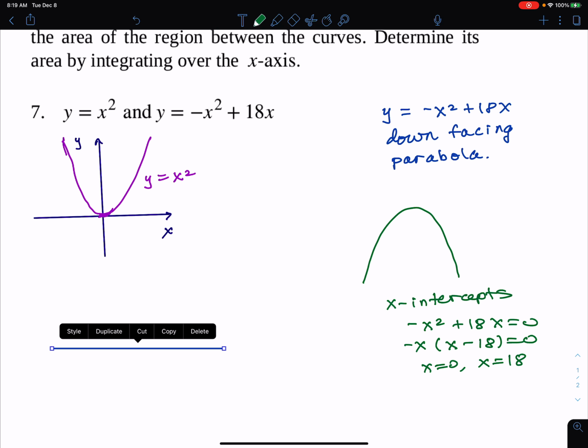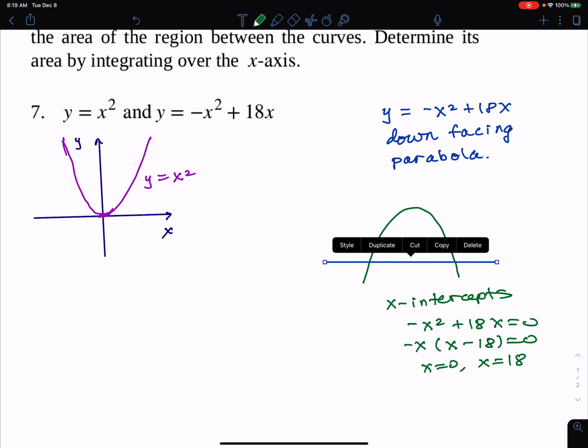Okay, so it does intersect the x-axis at 0 and 18. The vertex of the parabola, at least the x-coordinate h, comes easily because it's the midpoint between 0 and 18, which is 9. Do that in your head. But let's now look for the intersection.